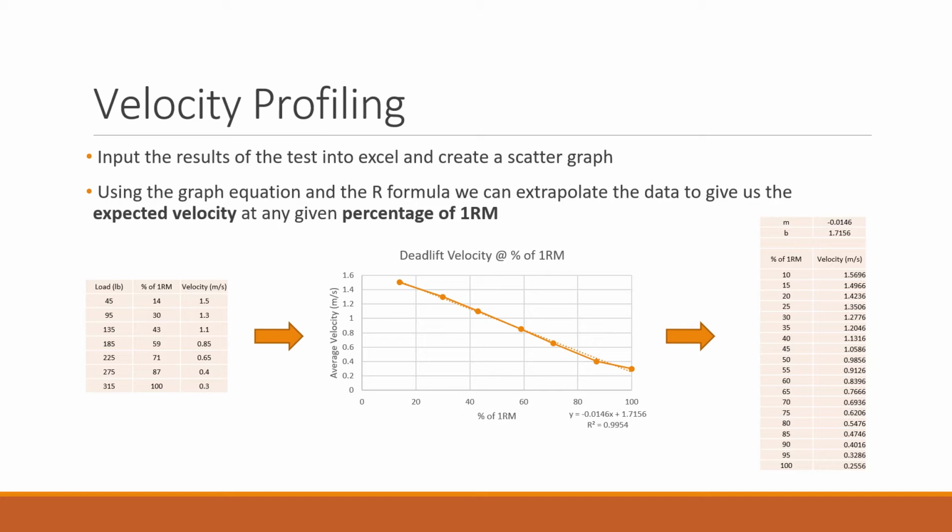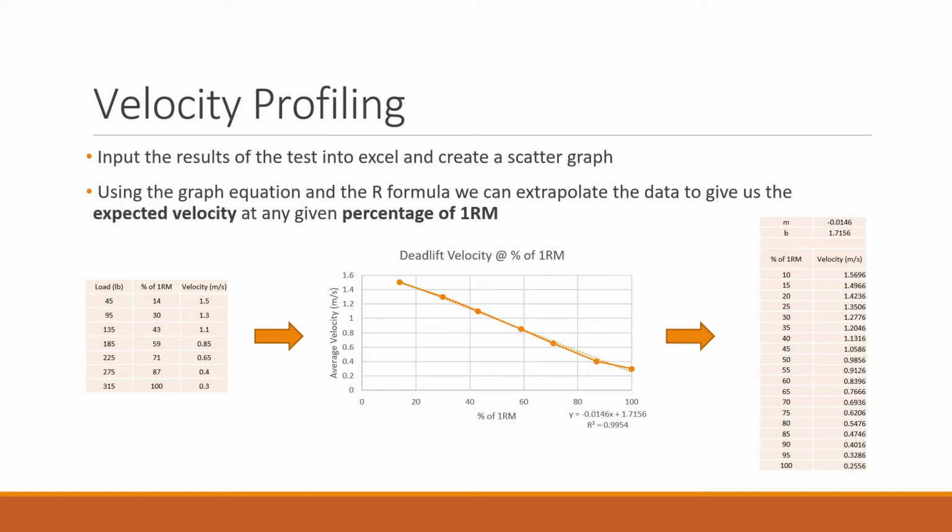So we would use the percentage of 1RM and the velocity column to create the graph in the middle, and then use the Y formula and the R squared value to extrapolate the data to give us the expected velocity at any given percentage of 1RM. So in the table on the right, starting at 10% and increasing in increments of 5%, we have the expected velocity.